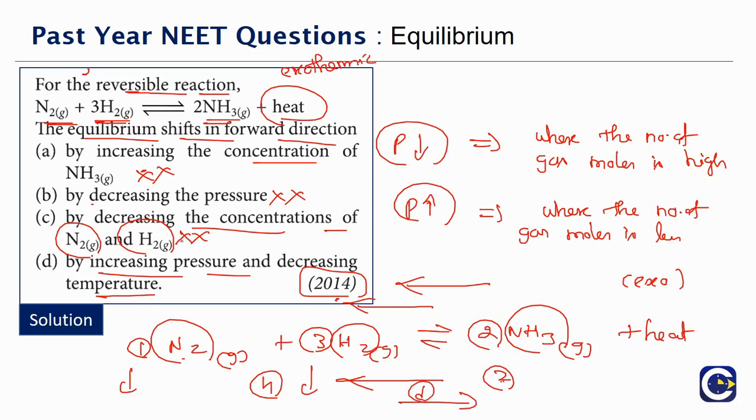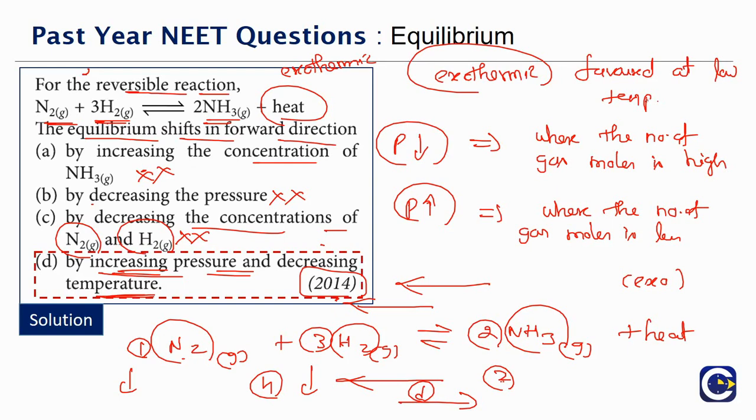They are not just talking in terms of the pressure, they are also talking in terms of the temperature. They are saying decrease in temperature. The reaction is what? Exothermic. Exothermic reactions are favored at low temperature, which means at low temperature the reaction is going to proceed more in the forward direction. Endothermic means it will be the reverse. So the correct answer for this is option D, where by increasing pressure and decreasing temperature, we will be able to have the equilibrium shifting more in the forward direction.